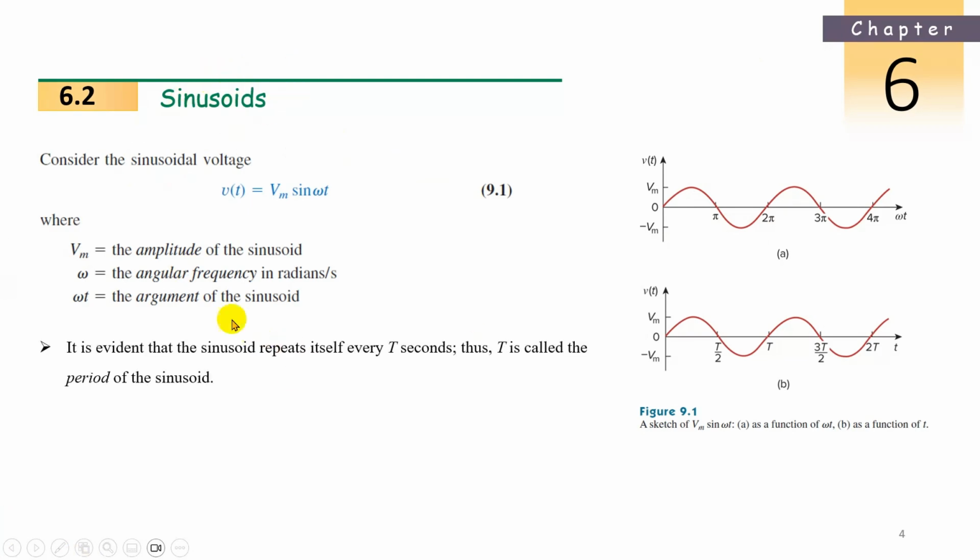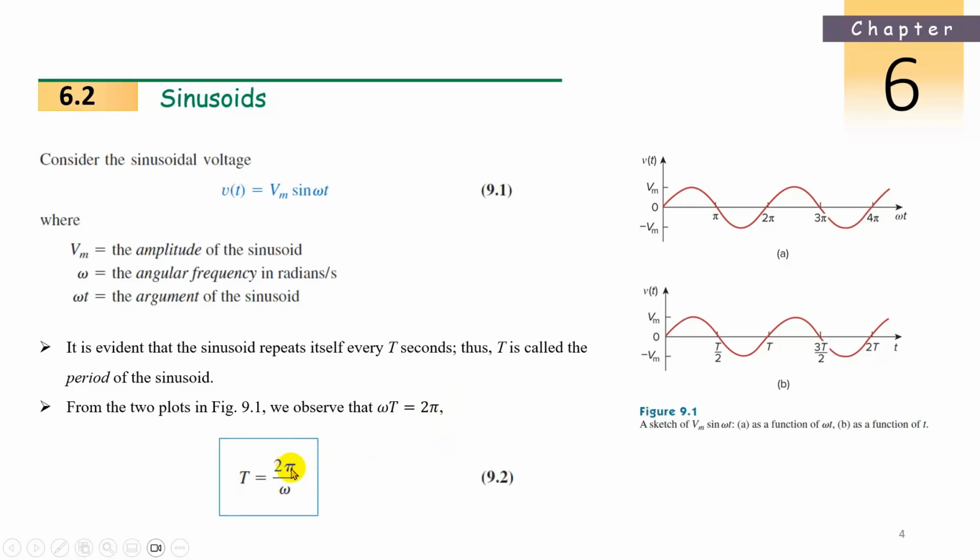Okay, see here. It is evident that the sinusoid repeats itself every T seconds. That's why every T seconds it is repeating. Half cycle positive, half cycle negative. Thus, T is called the period of a sinusoid. Means one period of a sinusoid is nothing but capital T. Now, from plot 9.1, from this plot, we can observe that omega T is nothing but 2 pi. From these two plots also we can say omega T is nothing but 2 pi. Now, capital T is nothing but 2 pi by omega. Here directly he gave the equation, but I explained how it is coming.